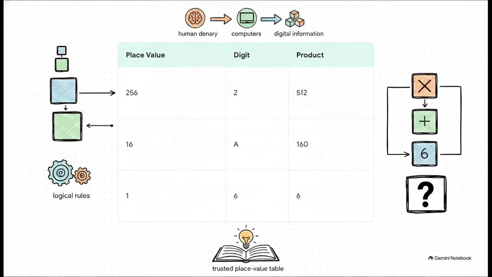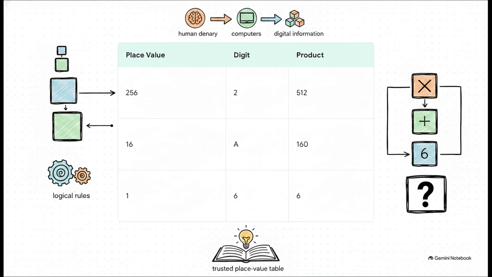Let's bring back our trusted place value table one last time. This proves that base 16 follows the exact same logical rules we established on day 1. From right to left, our multipliers are 16 to the power of 0, which is 1, 16 to the power of 1, which is 16, and 16 to the power of 2, which is 256.